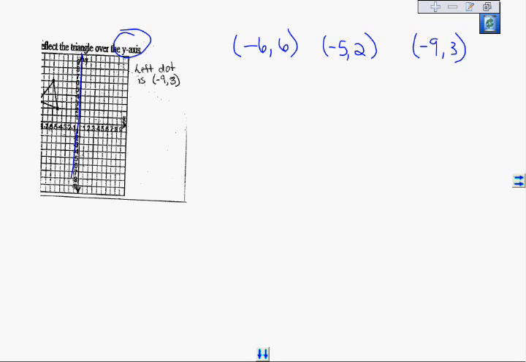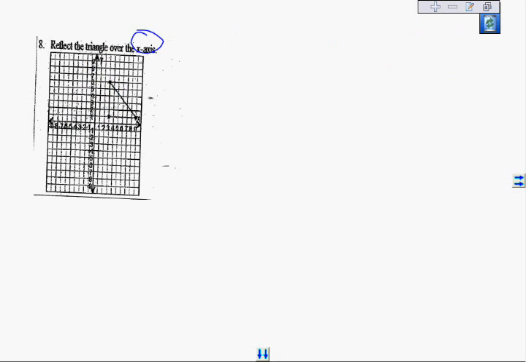Flipping over the y, you change the x. So let's go ahead and just change all these x's to the opposite, and then keep all the y's the exact same. Right 6 up 6. Right 5 up 2. Right 9 up 3. If I were to fold this along the y-axis, would these overlap? Yes, they would.